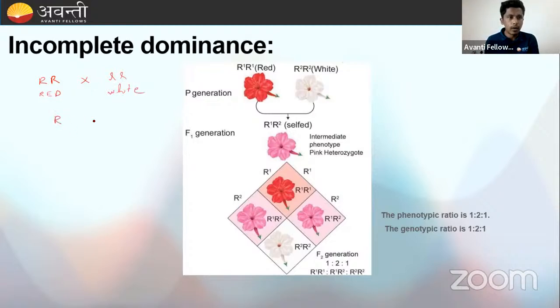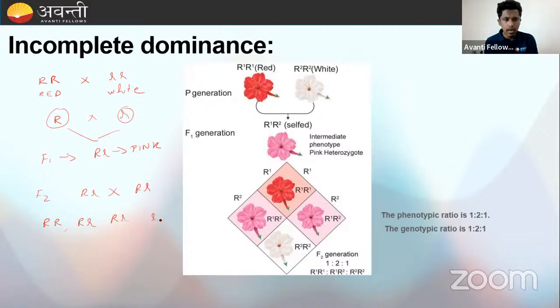Now, when the gametes are formed, we have capital R type of gametes and small r type of gametes, right? And then when the gametes fuse, we get the F1 generation, where all of them are capital R and small r and all of them were pink, okay, which is very, very unique. Now, in the F2 generation, we took this capital R and small r and crossed it with capital R and small r. So what we get here is capital R capital R, capital R small r, capital R small r, and small r small r. If you see what type of plants we have here, we have red, we have pink, we have pink, and we have white. Okay.